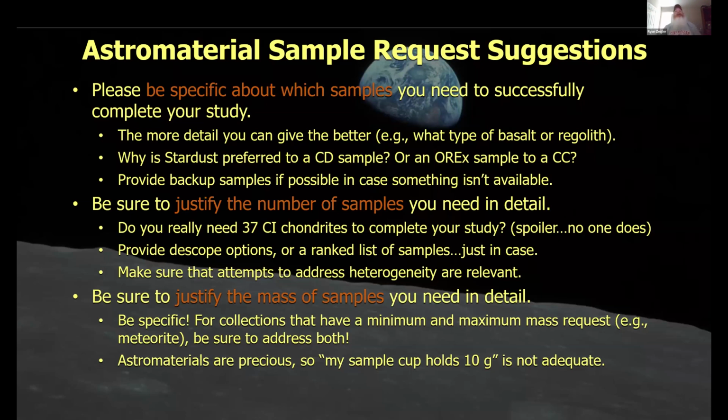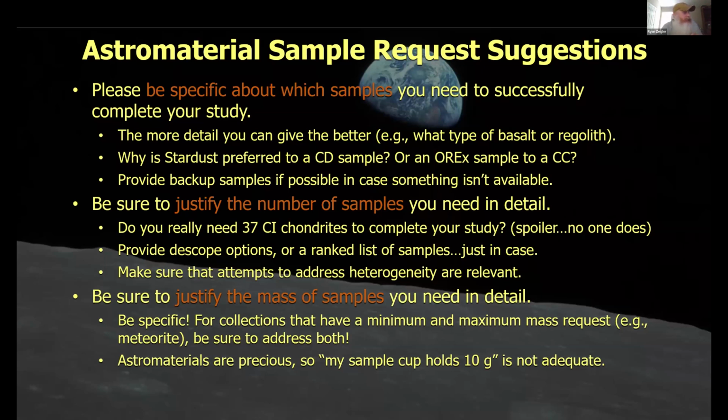If you require 1 microgram of zinc in order to make your isotopic measurements properly, then you have to do the math. You have to figure out the concentration in the rock, multiply it out, and show that you need 1 gram. I shouldn't have tried to do math in front of everyone, but you have to show that you're not asking for too much or too little. And remember, too much or too little, both are bad.